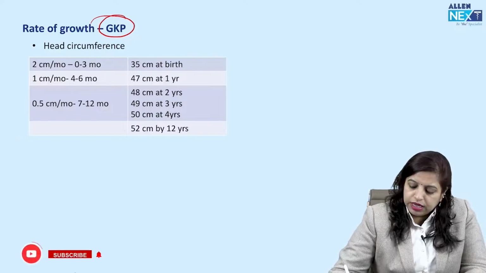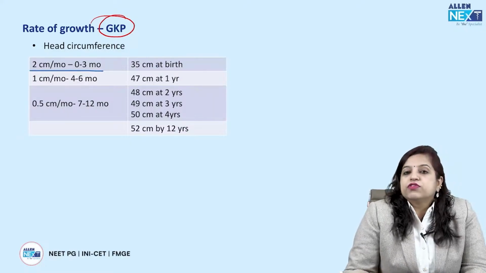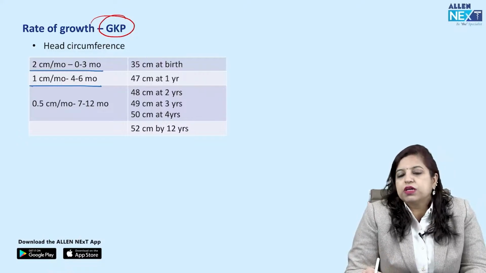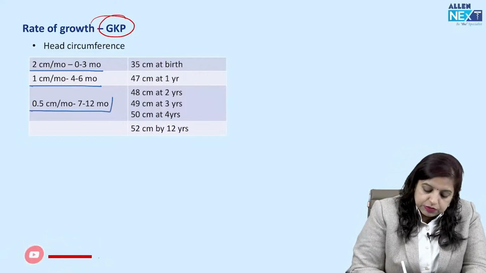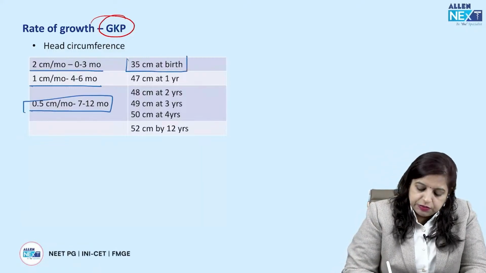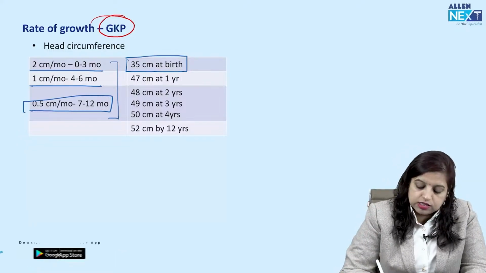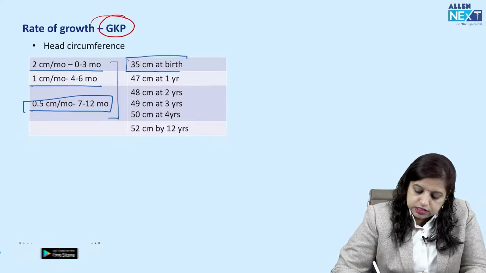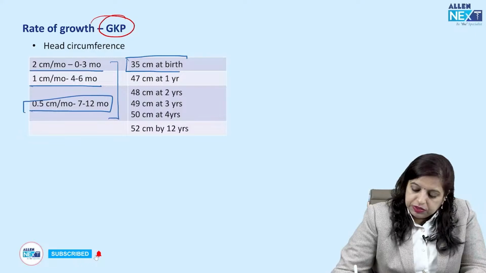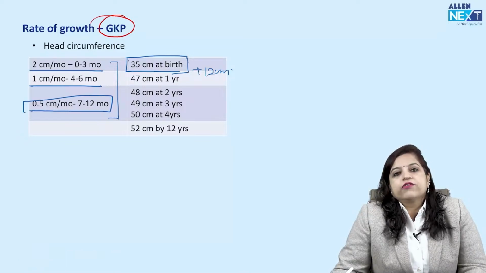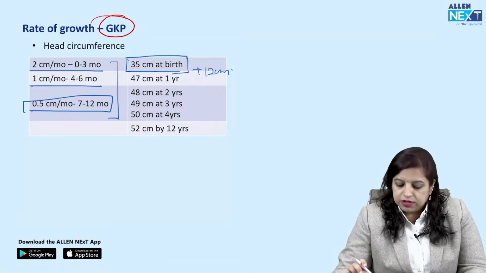So the growth of the head circumference is in this fashion: 2 centimeters per month in the first 3 months, and then it becomes 1 centimeter per month in the next 3 months, that is from the 4 to 6 month of life, and then it becomes 0.5 centimeter per month in the remaining 6 months of the first year. So if we start at 35 centimeter at birth, and if you calculate all this, this comes to be a gain of around 12 centimeters in the first year of life. That is the gain, and no wonder at 1 year the head circumference becomes 47 centimeters. Very, very clear about it.